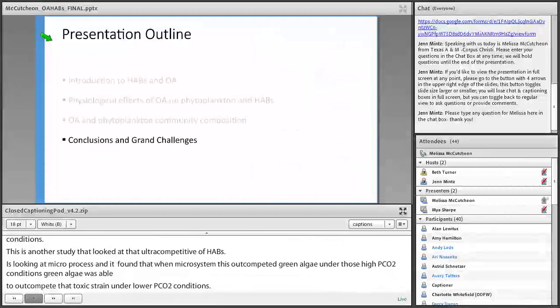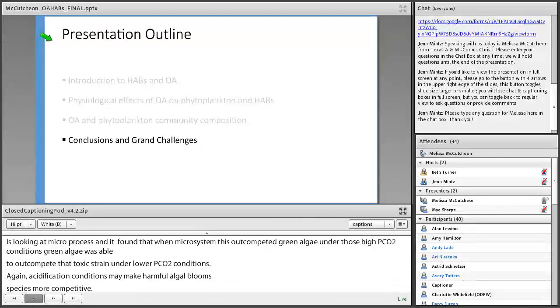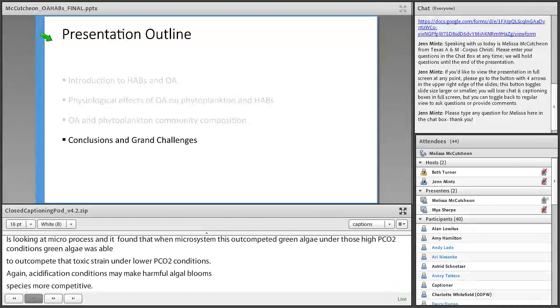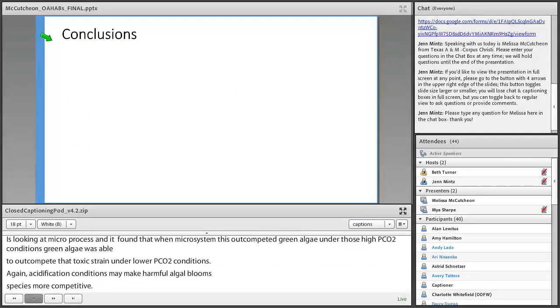And so the final thing, I just want to go through conclusions of the review that I've done and talk about grand challenges for research by this community in the future.